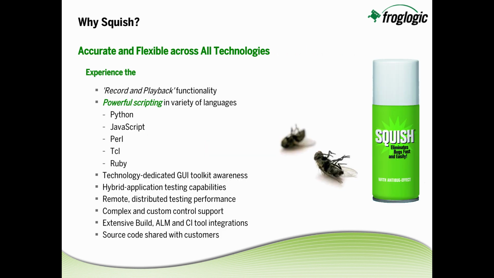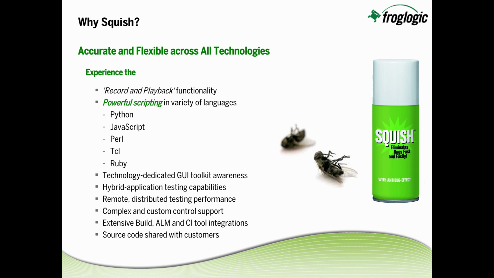So with the accurate and flexible technology that we provide, you're going to have your record and playback functionality, but then we also have powerful scripting capabilities in a variety of languages: Python, JavaScript, Perl, TCL, or Ruby. You essentially pick the scripting language that you would like, and all of the Squish functionality exists in each of those scripting languages, and then you have the power of that scripting language as well. Not to mention our dedicated GUI toolkit awareness per technology, so you have access to your technology's API as well. In this case, for the demonstration today, that would be the iOS or Android APIs.